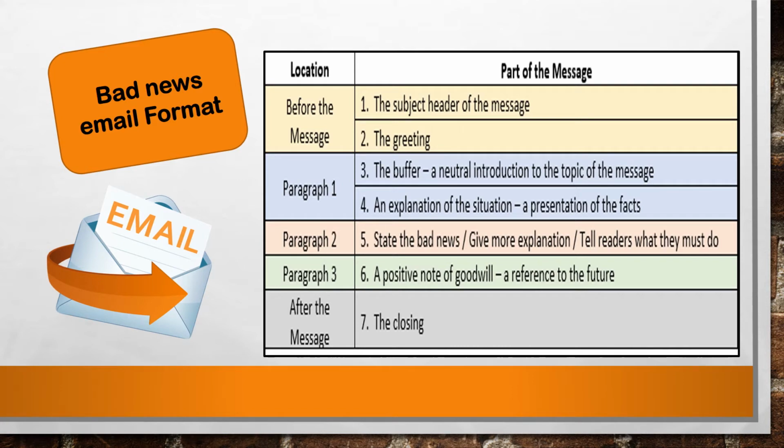Moving on, let's look at the bad news email structure. As you can see, I've divided it into two: the breakdown of the different parts of the message and the location. In writing a bad news email, we always start with the subject header of the message, or the subject line. A subject line is a short phrase that summarizes the reason for your message or the goal of your communication. It's important to include a subject line when sending a professional email so the reader knows exactly what to do.